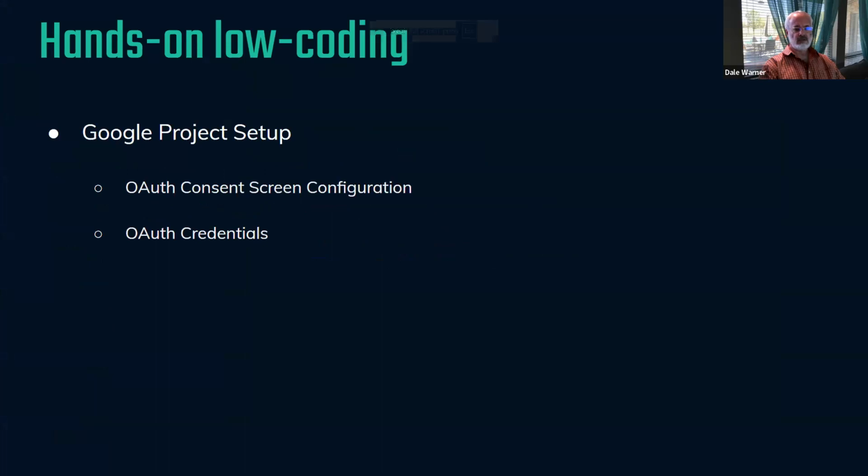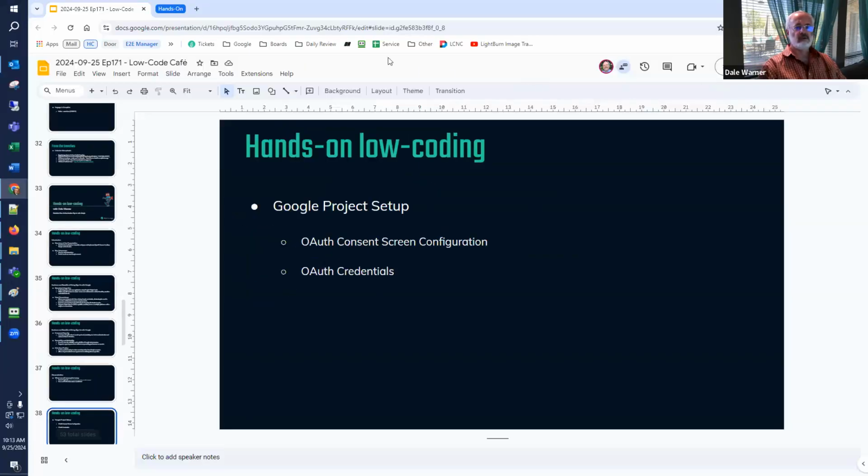So the first thing that we have to do is some work in Google. We have to set up a project within Google and configure two things: an OAuth consent screen and OAuth credentials. Let's go there.